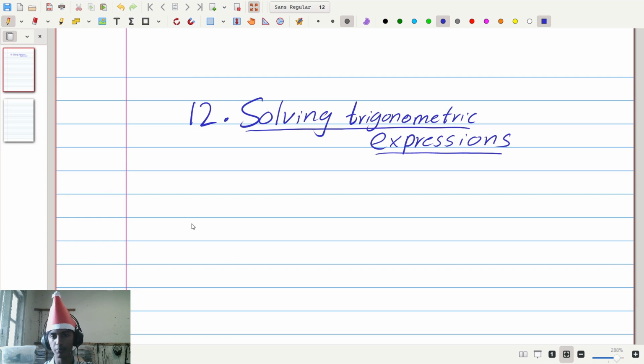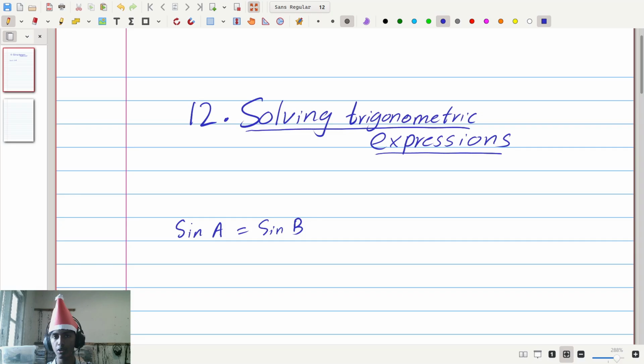Hello and welcome to lesson number 12, solving trigonometric expressions. This lesson has to do with the final steps in solving a trigonometric relationship. Let's say you have some equation which you then simplify to get a trigonometric relationship such as this. Let's say sine A is equal to sine B.